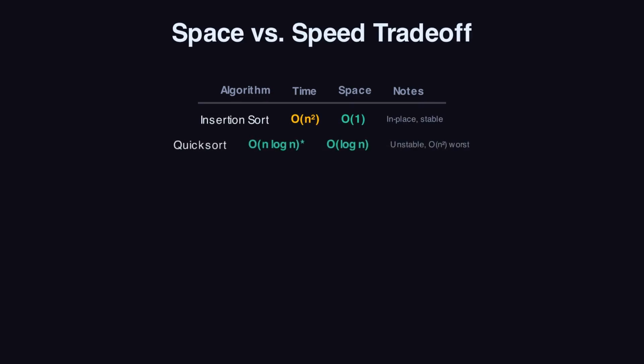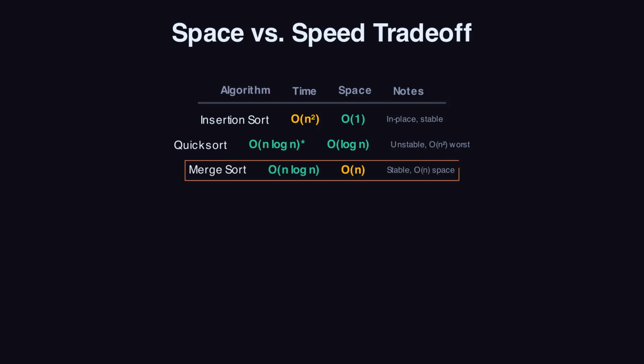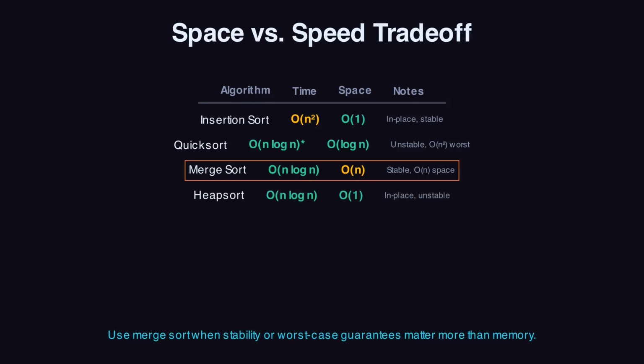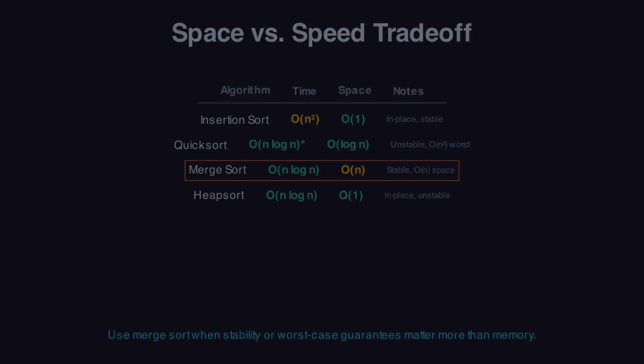Merge sort gives you a guaranteed O(n log n) time. Quicksort can degrade to O(n²). Merge sort is stable, quicksort is not. And for external sorting, the O(n) space model maps perfectly to writing temporary files to disk. Choose your algorithm based on your constraints. If memory is tight, consider heap sort. If stability and worst-case guarantees matter, use merge sort.